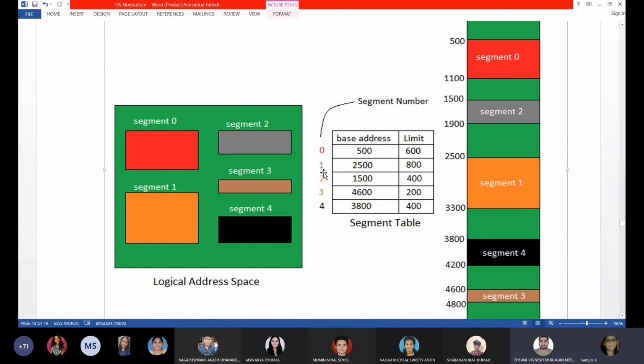And one more segment we will see, segment 1. Here the segment 1 is in the main memory. 2500 is the base address, which is the starting address of segment 1. What is the limit? 3300 is the end address of segment 1. So end address minus starting address will be the size of the segment. That is nothing but 800.